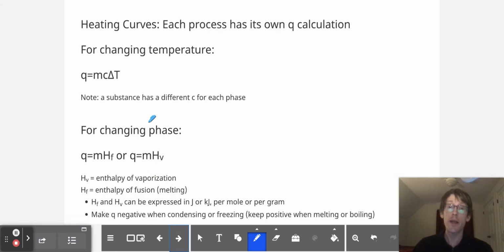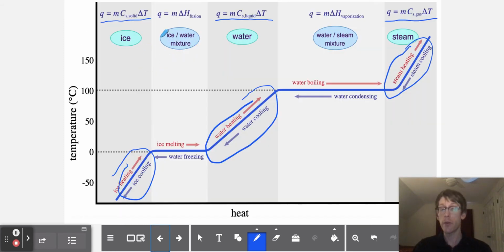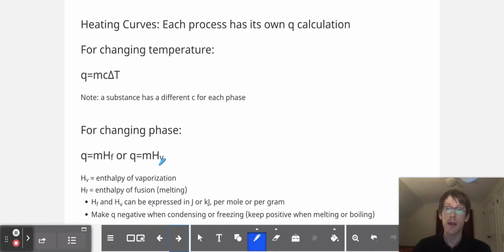Now, when there is no changing temperature, when we're talking about a change of phase, we have to use a different Q. And that would be Q equals mass times the enthalpy of fusion or enthalpy of vaporization. Enthalpy of fusion is the heat change that is associated with changing from the solid to liquid phase or the liquid back to the solid phase. And heat of vaporization is going to be the heat associated with the change from liquid to gas or from gas back to liquid.